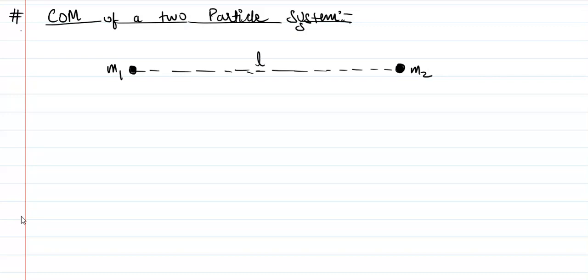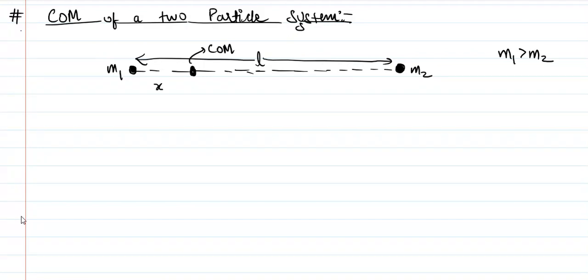Located at a distance L. Okay. Now center of mass will lie nearer to the heavier particle. So let us suppose if m1 is heavier than m2, that means center of mass will lie somewhere near m1, because m1 is heavier. Let us suppose it is situated at a distance x from m1, that means from m2 it will be situated at a distance L minus x.